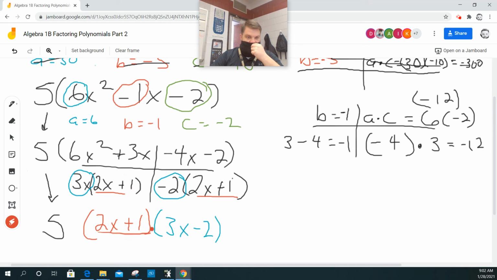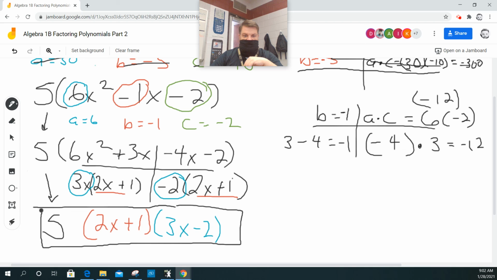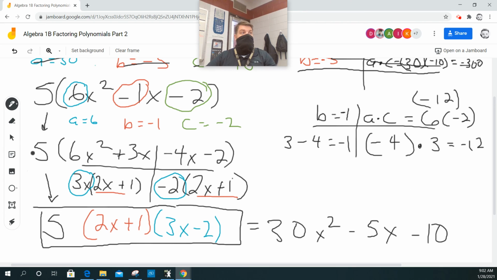So I factor that out. Don't forget the 5, that's still there. But then what am I left with? 3x minus 2. Put that in parentheses. And this is the prime factorization of 30x squared minus 5x minus 10. Okay? I know that's a lot to write down.